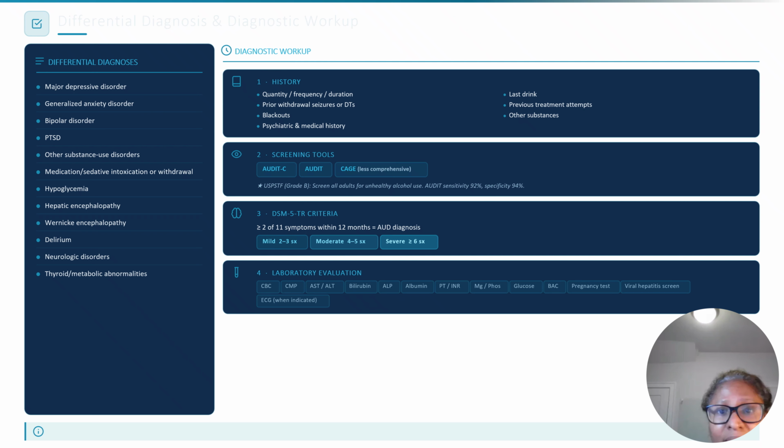As far as history, these are the types of questions that you would ask during your intake. And then these are just a few of the different screening tools that you would find. And then as far as the DSM-5 criteria, this gives a time frame of each, and then even some of the labs that you would look for in someone who is suffering from alcohol use disorder.